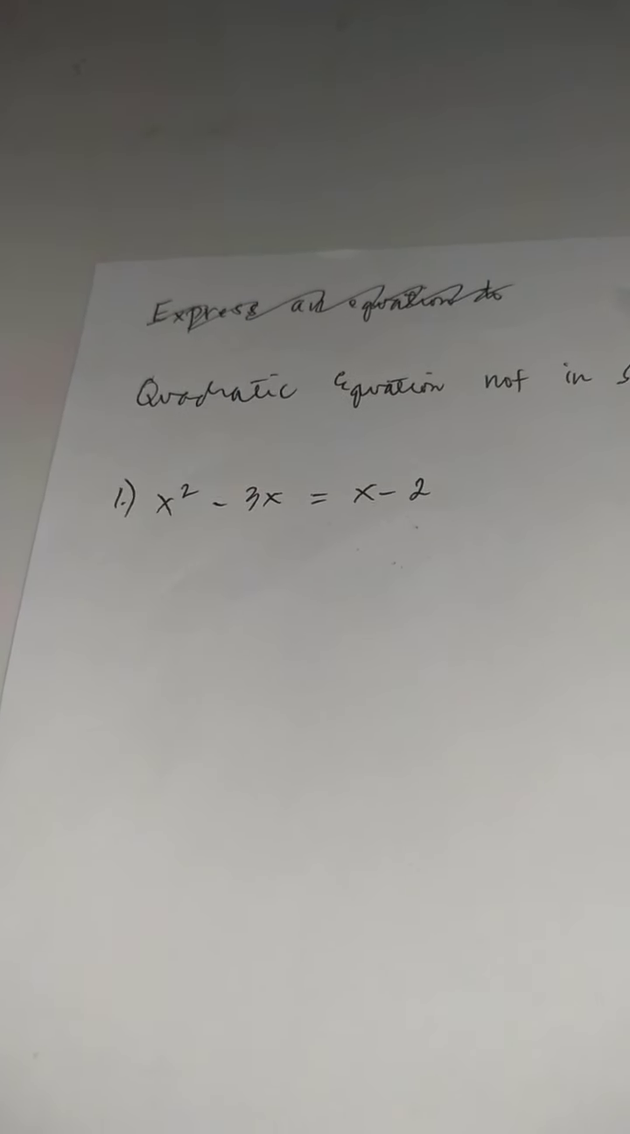Evening. Let's talk about quadratic equations not in standard form. For example, number 1, we have x squared minus 3x equals x minus 2. Obviously, that equation is quadratic. Why? The degree of the equation is 2, or the highest exponent is 2. So what we have to do now is to express it into standard form.